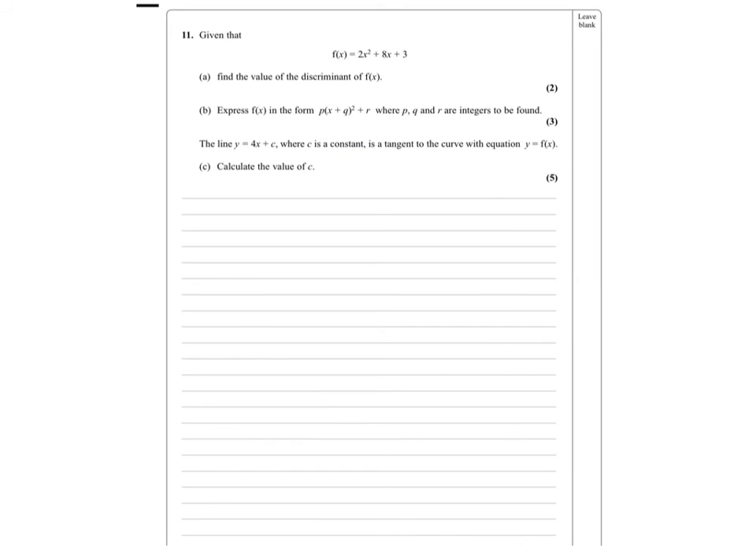Okay, finally, question 11. Here we go. The discriminant, you need to do b squared minus 4ac, don't you? Where b is 8, a is 2, and c is 3. I'm not going to do that for you. You can do that yourself. So b, here we go. I don't know why I wrote a there. I'm going to rub that out.